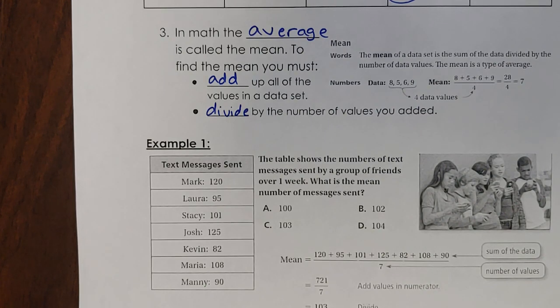So what y'all get for your answer when you add 8 plus 5 plus 6 plus 9 and then divide by 4? Make sure if you're putting this in a calculator that you add, press enter, and then divide your answer, because of the order of operations, it's going to do this in the wrong order.